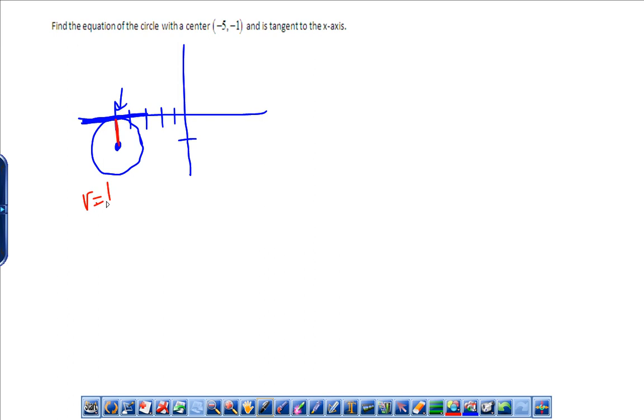So I can write my equation. I know my center, and I know my radius. So that means that it's x plus 5, quantity squared, plus y minus 1, quantity squared is equal to 1. And that's my answer.